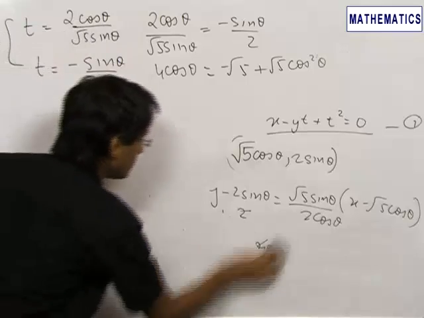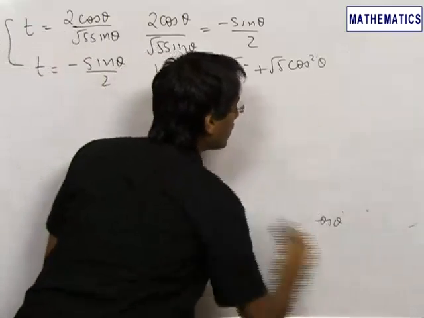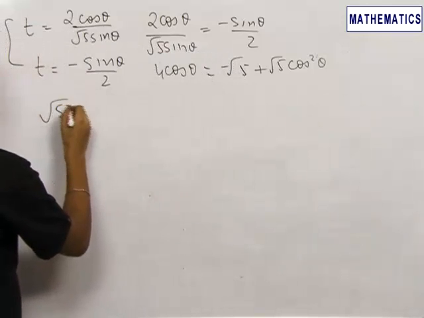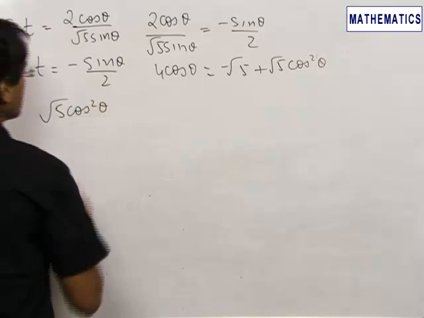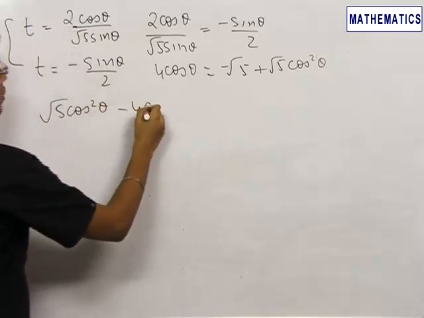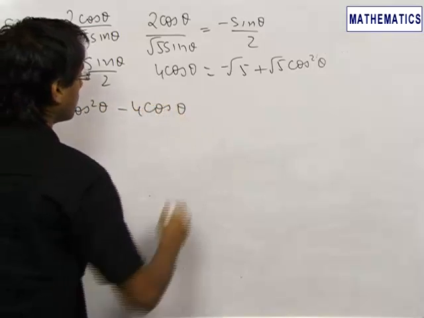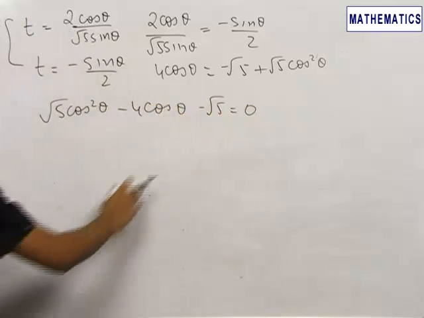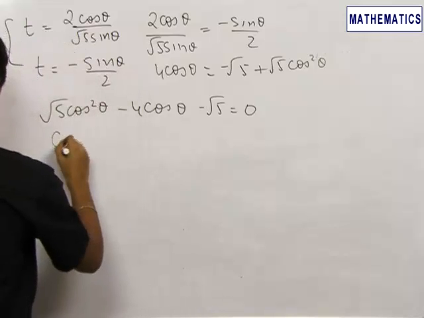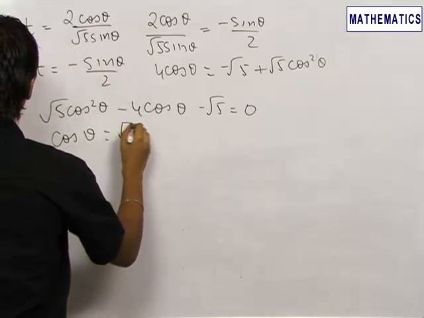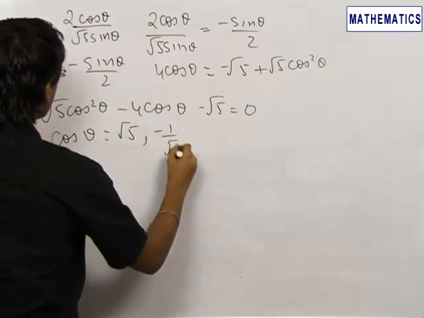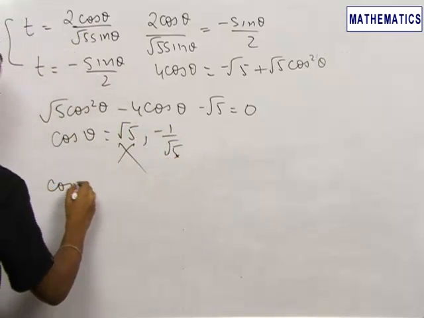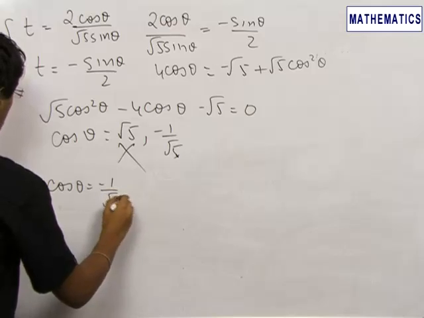Now this becomes a quadratic in cos θ, so we can solve for cos θ. √5 cos² θ − 4 cos θ − √5 = 0. From this quadratic equation, we get the value of cos θ to be equal to √5 and −1/√5. Very obviously √5 is wrong. So the value of cos θ is −1/√5.